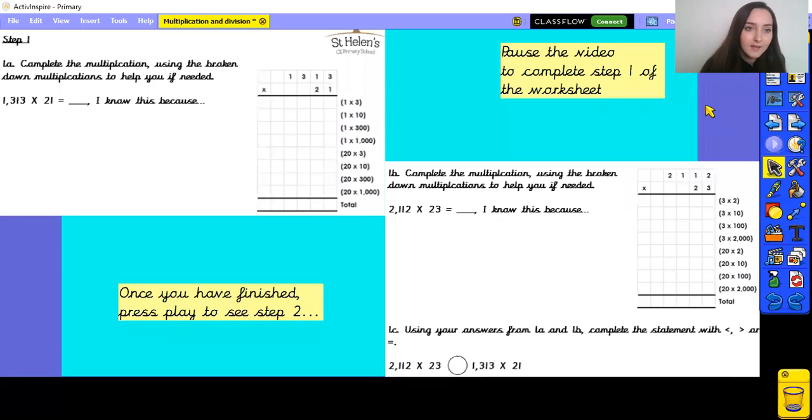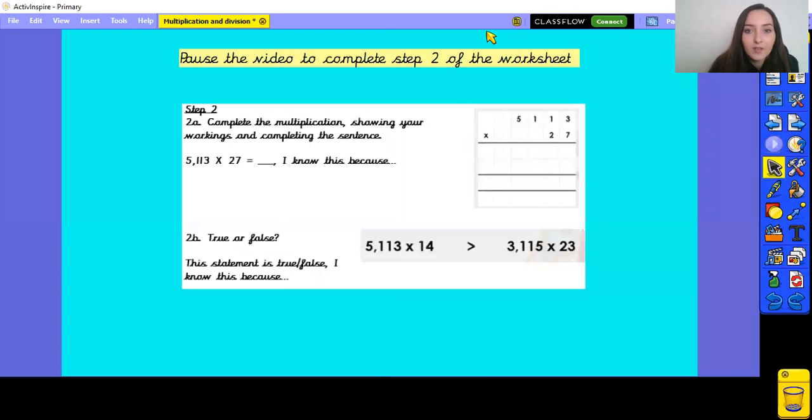Okay, so here is step 1 of the worksheet. So if you could pause the video now to complete that in your books, that would be great. And once you've finished, press play again to see step 2 of the worksheet. So pause the video now to complete step 2 of the worksheet as well.